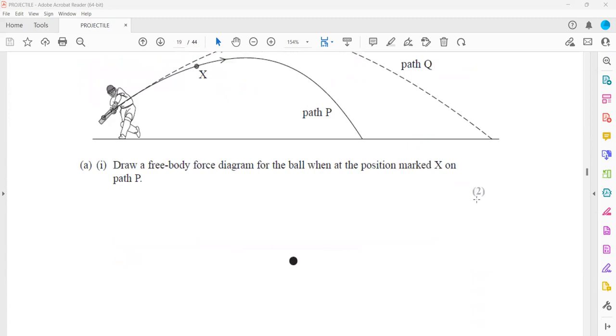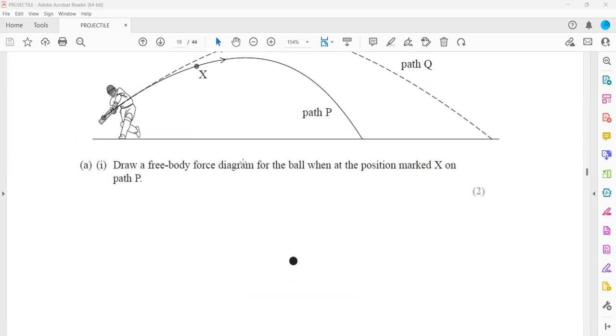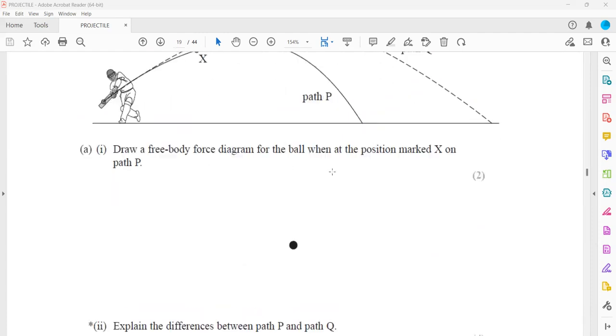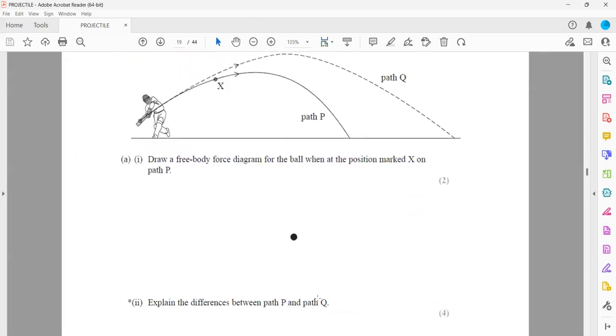Draw a free body force diagram for the bat when its position is marked at X. Sorry, for the ball, not the bat. Draw a free body force diagram for the ball when its position is marked, meaning what are the forces acting on the ball? Look, first thing, a free body force diagram represents all the forces acting on the object.